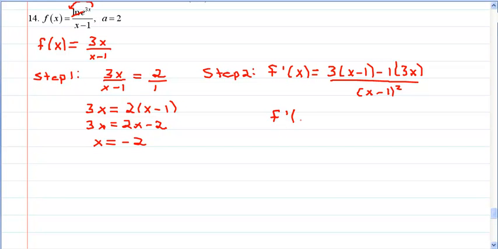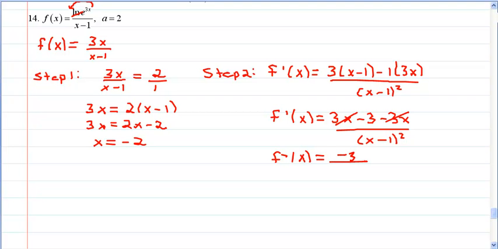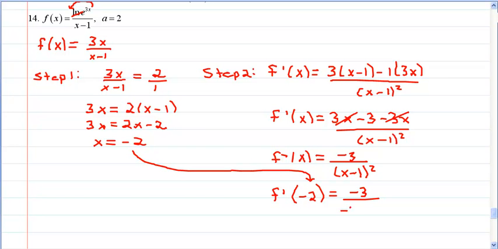and simplifying this, I have f prime of x equals 3x minus 3 minus 3x over x minus 1 squared, and this simplifies to f prime of x as negative 3 over x minus 1 squared. So to finish step 2, I have to find f prime of negative 2, and negative 2 was the answer from step 1. So we have negative 3 over negative 2 minus 1 squared, which is negative 3 over negative 2 minus 1 is negative 3, and then squared is 9, which simplifies to negative 1/3.